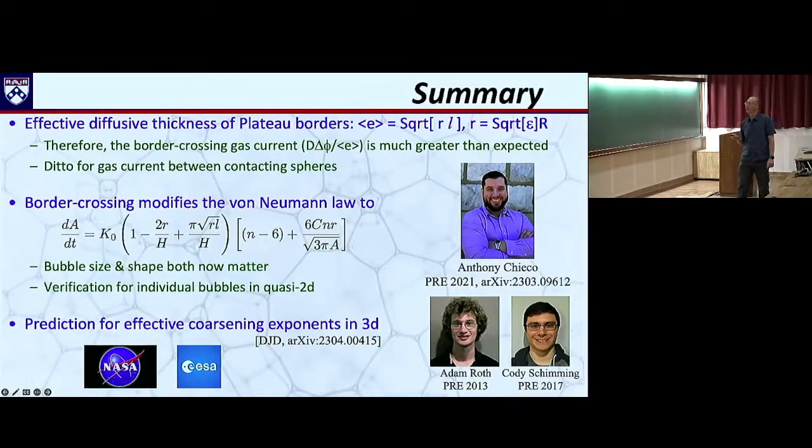So here's a summary of the effects of wetness on coarsening. Plateau borders play a big role. They have a geometrical size, and they also have an effective size in terms of coarsening properties. And we can use that to understand behavior in 2 as well as 3 dimensions, with border crossing physics. And these are the most recent students who've been involved in this work.